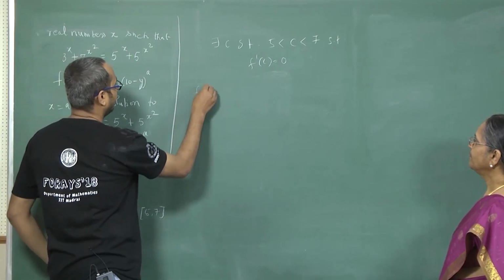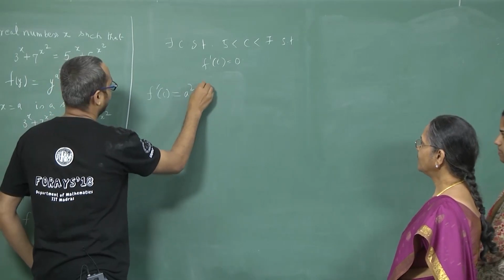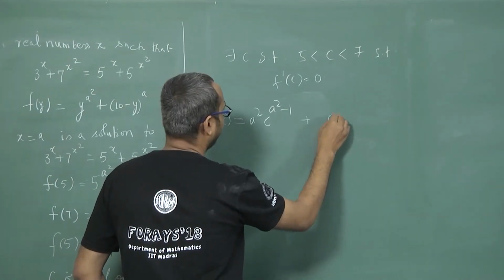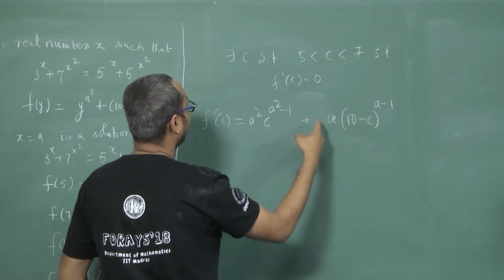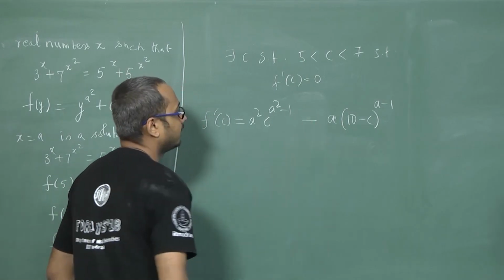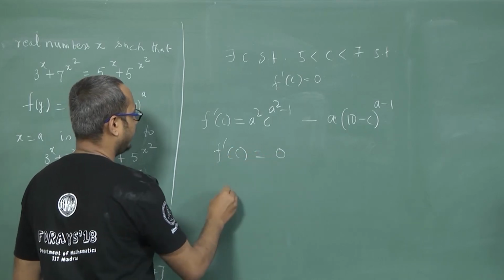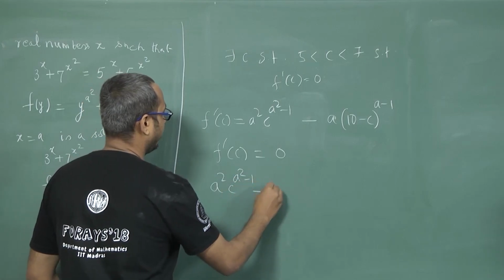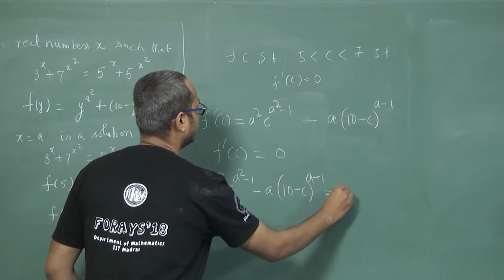So f dash of c will be a squared c power a squared minus 1, plus a into 10 minus c power a minus 1, into minus 1. There will be a negative here because of minus y. So this will be minus. If f dash of c is 0, then I will get a squared c power a squared minus 1 minus a into 10 minus c power a minus 1. This should be 0.